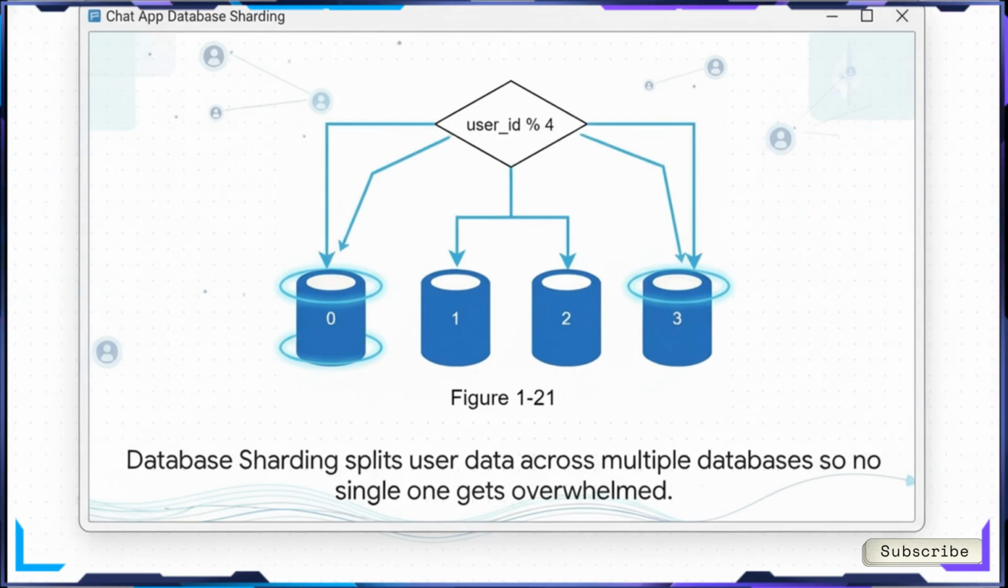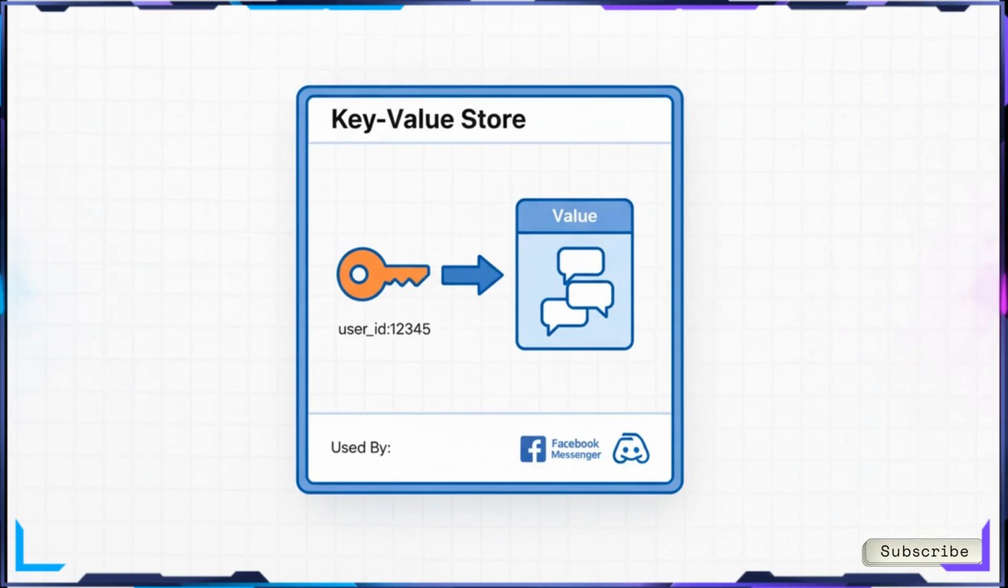This spreads the load out perfectly and lets us grow almost infinitely. But it's not just about adding more databases. It's also about choosing the right kind of database. For something like chat history, a traditional database just isn't built for this kind of speed and scale. So instead, big systems use what's called a key value store. It's designed for one thing, getting massive amounts of data in and out at lightning speed. It's no wonder that giants like Facebook Messenger and Discord rely on this exact approach.